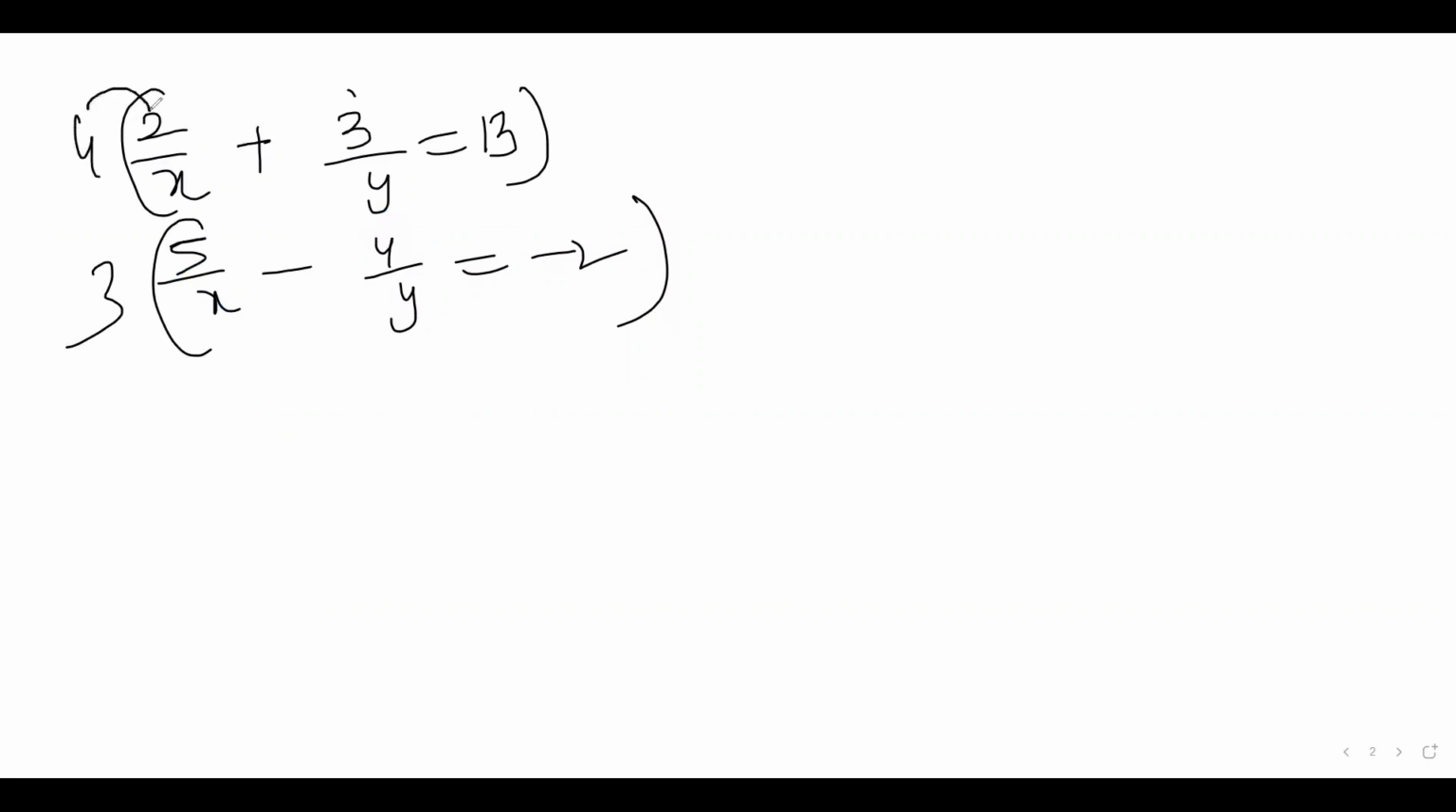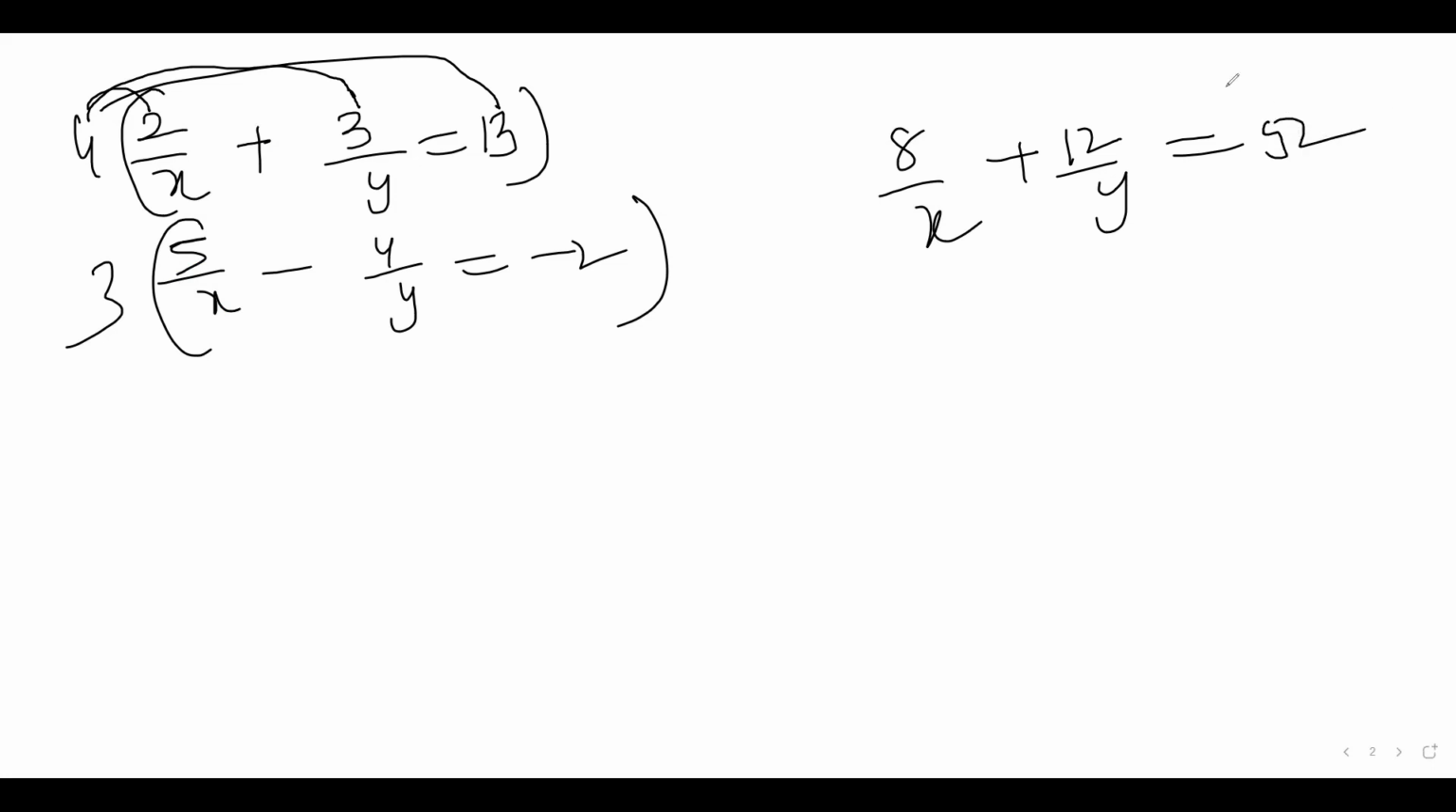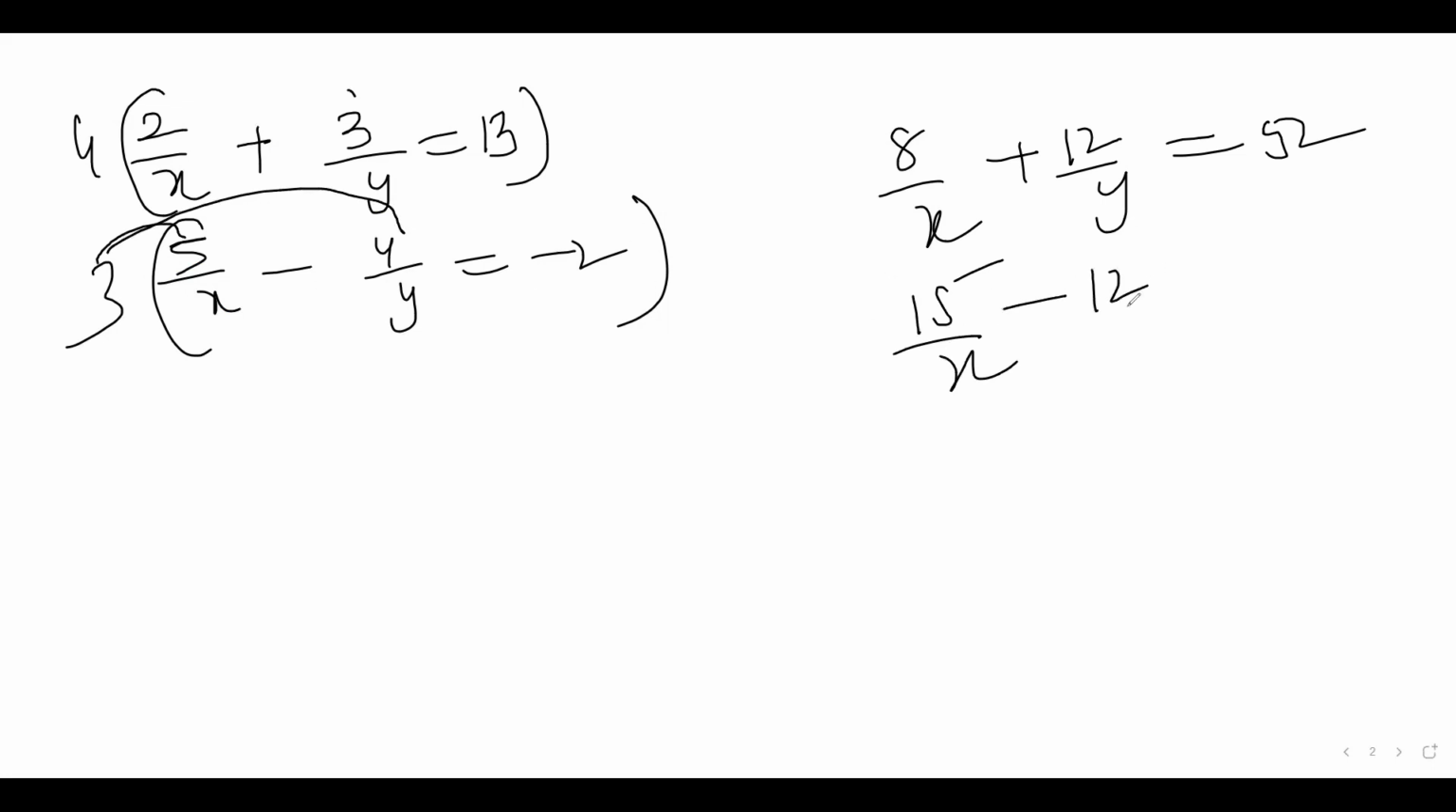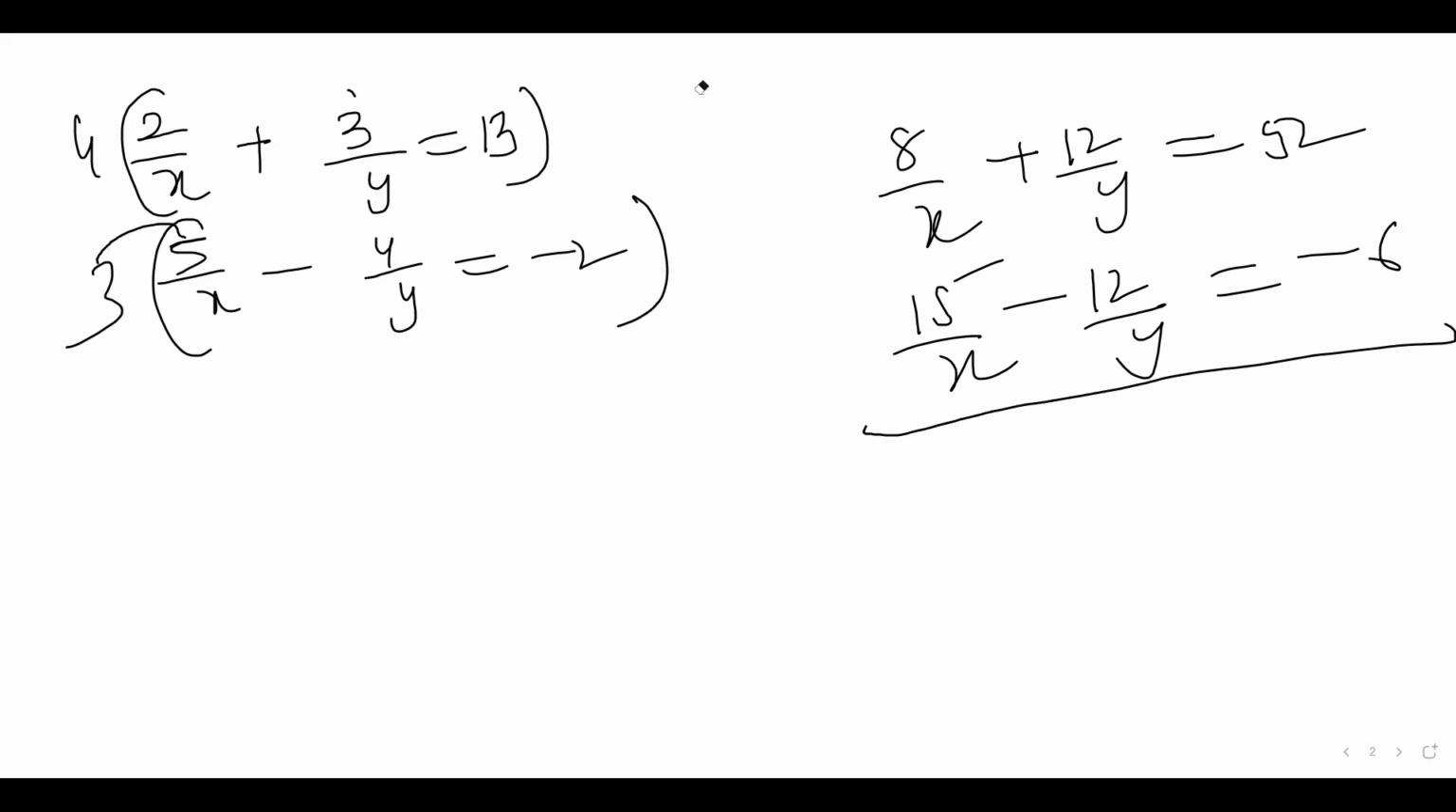Multiply 4 2s are 8 by x. Constant will multiply only numerator. 4 3s are 12 by y. 4 13s are how much? 52. Isn't it? Now, 3 5s are 15, 15 by x. 3 4s are 12 by y. 3 2s are minus 6. So I made coefficients of y equal.